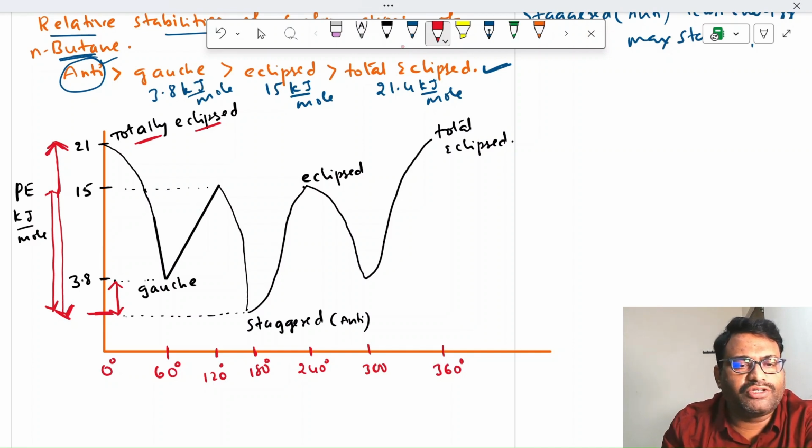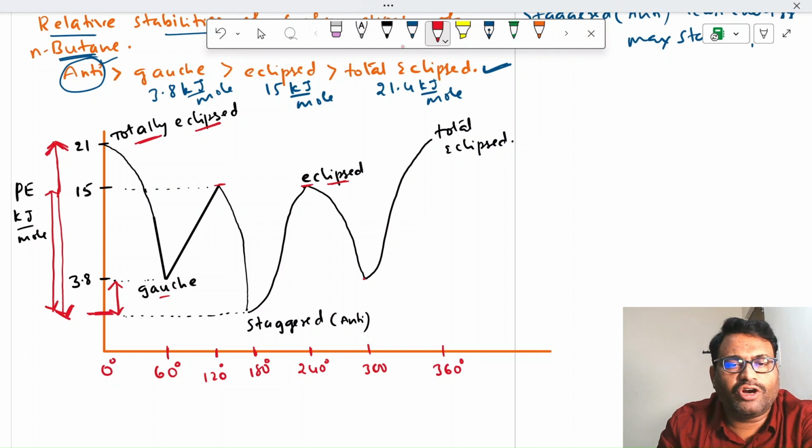So when dihedral angle is 0, it will be in total eclipsed form. If you rotate it through 60 degrees, it will get gauche form. Again, if you rotate it through 60 degrees, we get eclipsed form. Again, if you rotate it through 60 degrees, we get staggered form. Again 60 degrees, we get eclipsed form. Again 60 degrees, we get gauche form. Again 60 degrees, we get total eclipsed form.